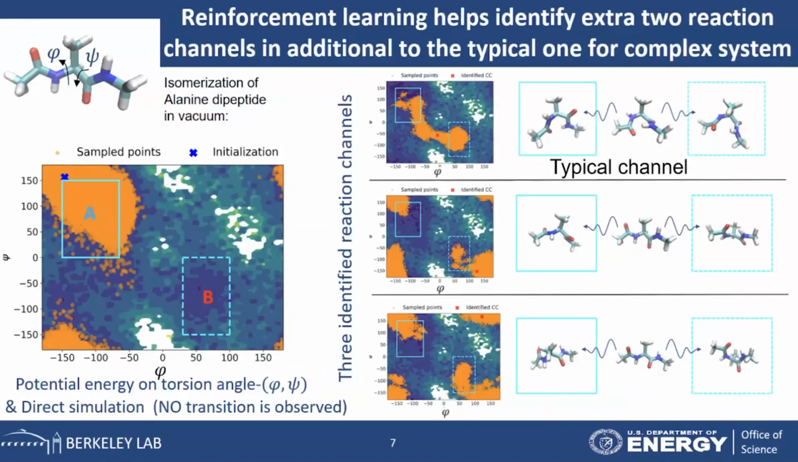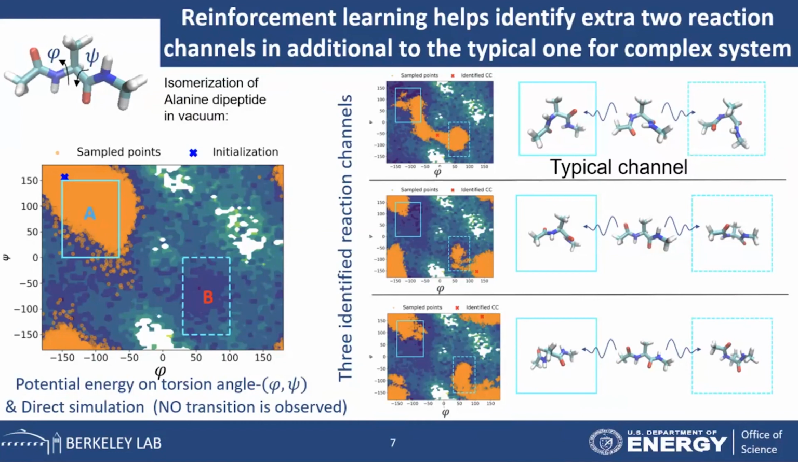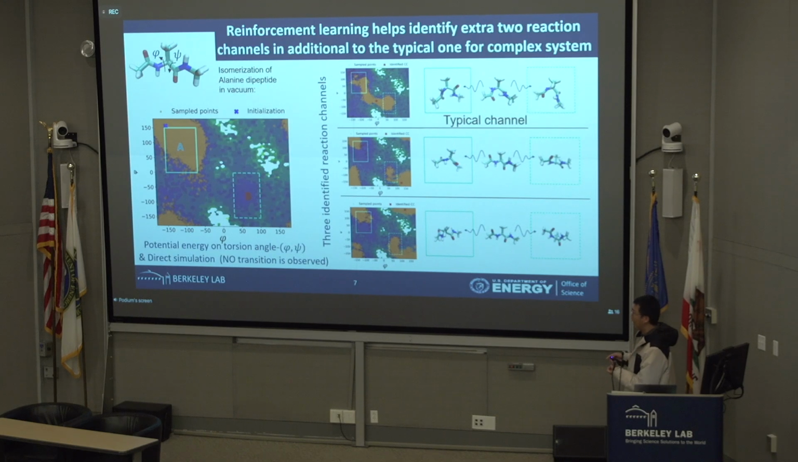We study the isomerization of the aldehyde molecule in vacuum. This molecule contains 22 atoms, and its isomerization process can be characterized by two torsion angles, phi and psi. The background of the first plot is the potential energy surface, and we have two stable states A and B. If we start from the configuration at the blue point and do a regular simulation, we can only find most of the points near region A, but we cannot find any transition to state B. But with reinforcement learning, we can find the reaction channels, not only the typical one that is most commonly talked about, but also two extra reaction channels that are not often mentioned.